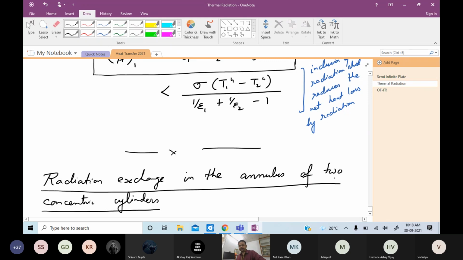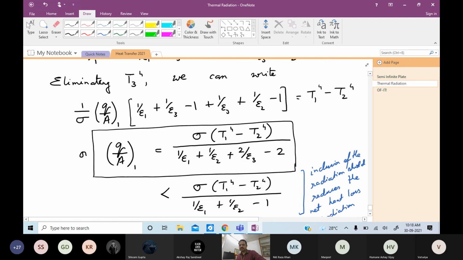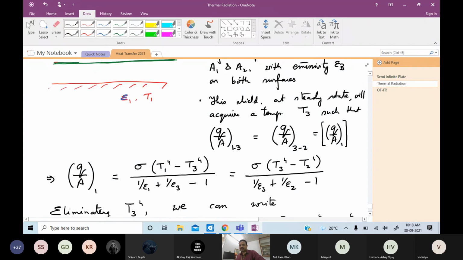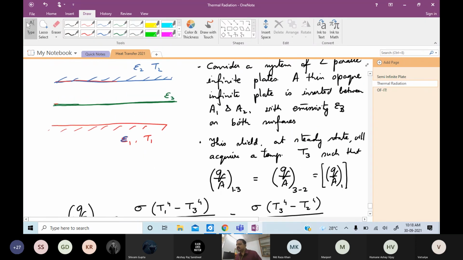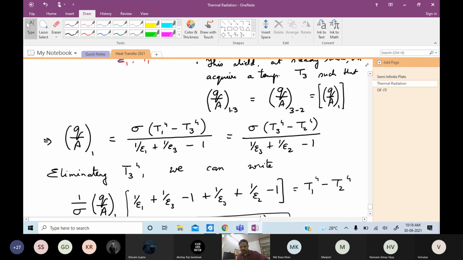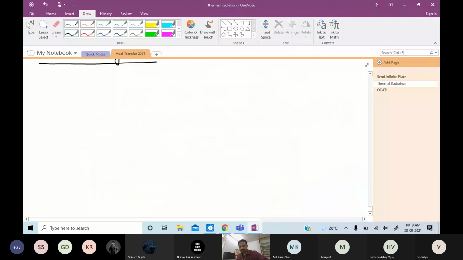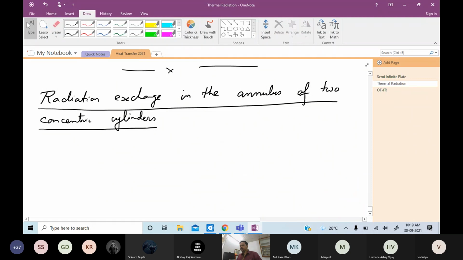One more thing I want to say is here, as you can see, the placement of the radiation shield does not matter. Whether you put it where I have drawn, closer to surface 1, or closer to surface 2, it doesn't matter. So keep that in mind. If you are considering pure radiation, the placement of the radiation shield between the two plates doesn't matter as long as it is in between.